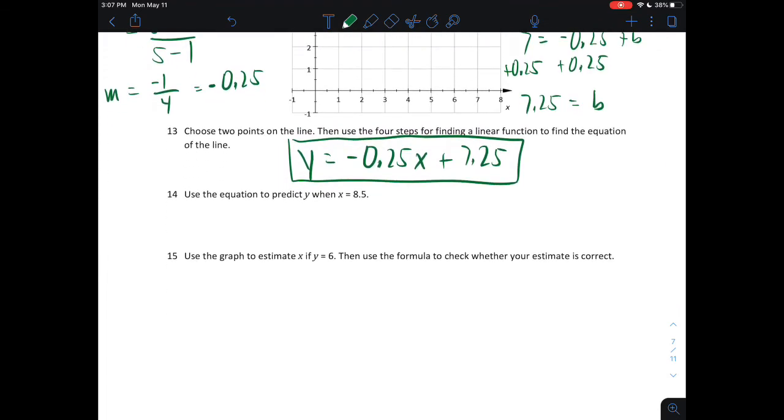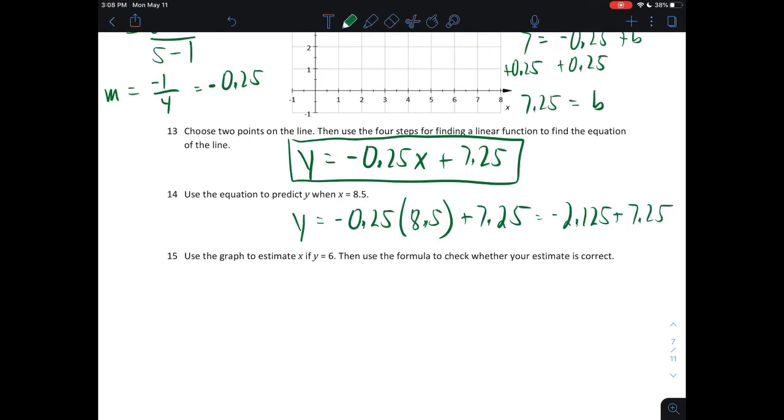So number 14, use the equation to predict y when x is equal to 8.5. Very simple. You're just going to take 8.5 and replace it where you see the x, which means to find y, I'll first multiply negative 0.25 times 8.5, and then I'm going to add 7.25. So use your order of operations, negative 0.25 times 8.5 first. That's negative 2.125. And then I need to add 7.25. And I get 5.125.